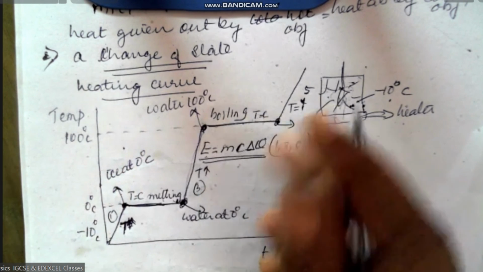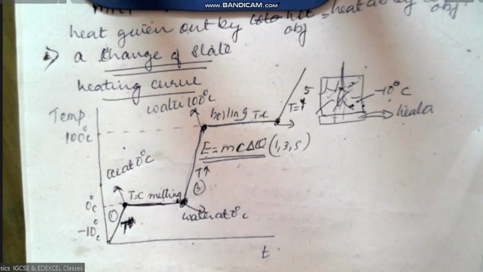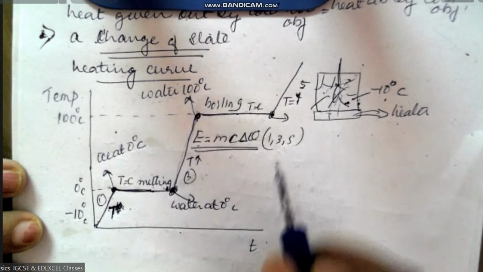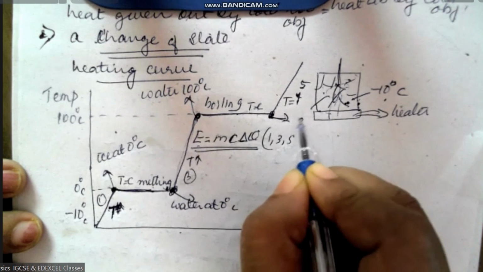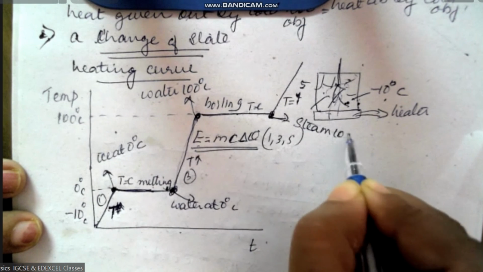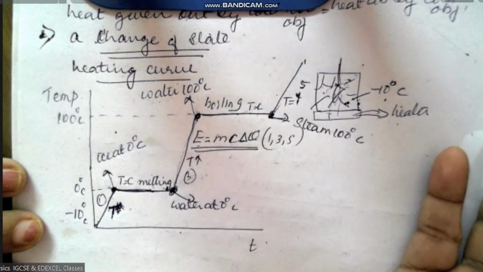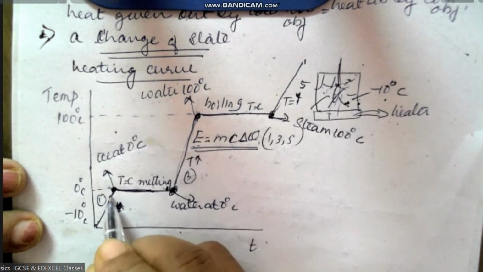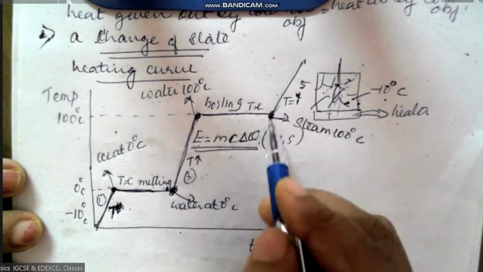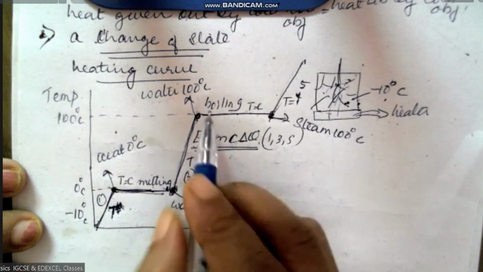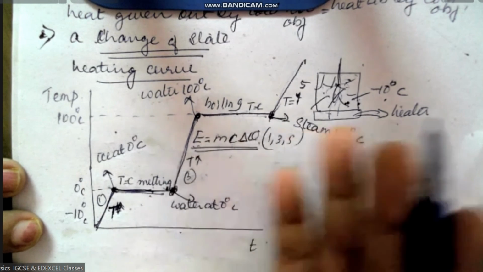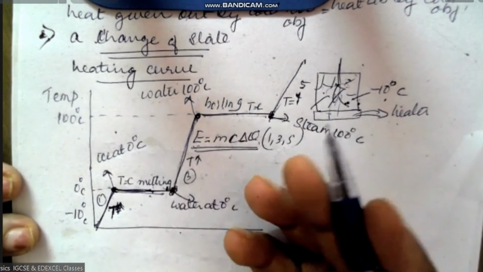Then boiling. Here we have steam at 100 degrees Celsius. Then the steam temperature increases. You have used E is equal to mc delta theta for this part and this part, and for these other two parts there is a change of state. For these two parts, how will you calculate the internal energy?